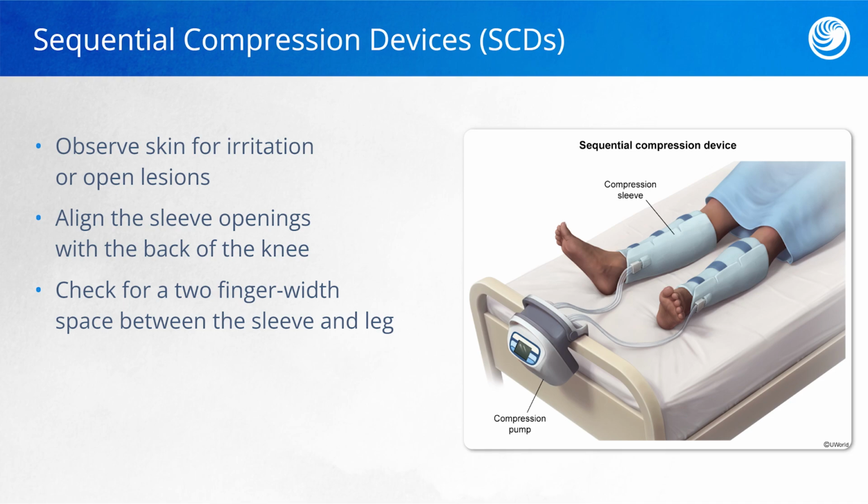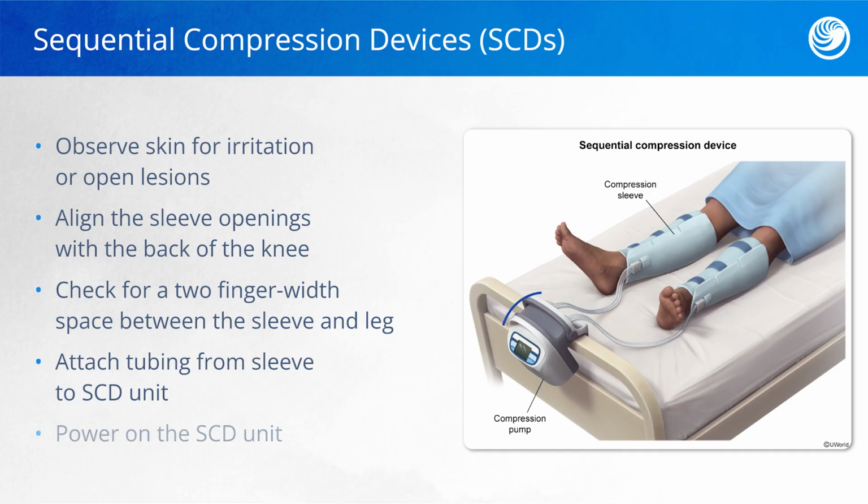Wrap the extremity securely in the sleeve, allowing 2 finger width between the sleeve and the skin to allow for proper airflow. Attach the tubing from the sleeve to the SCD unit and don't forget to power on the device. A green light indicates that the machine is on. It's important to observe one full cycle to make sure each compartment fills completely. SCDs should be worn at times while the client is stationary, so while in a bed or up in a chair, but remember to remove the device before ambulating.